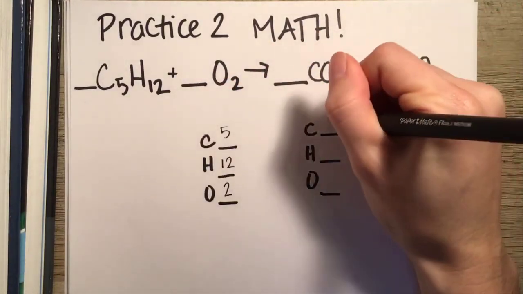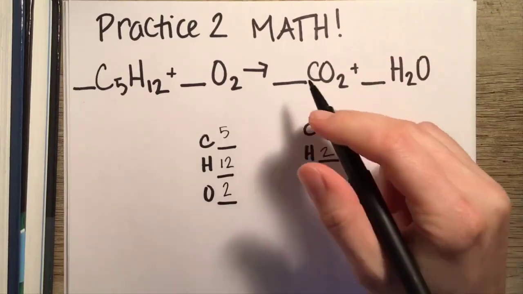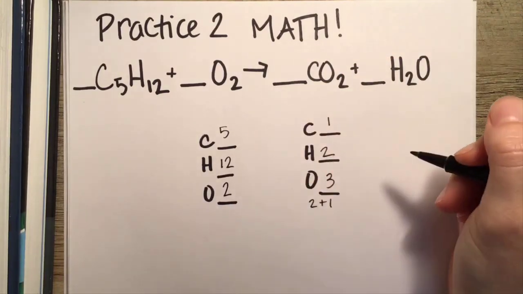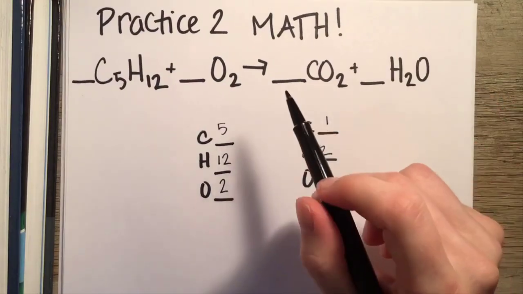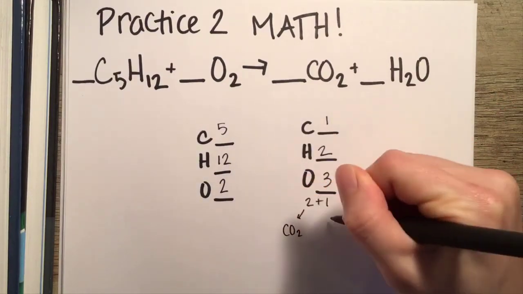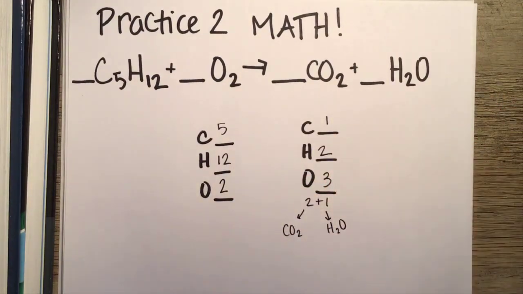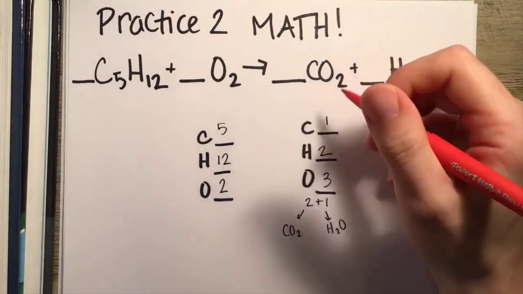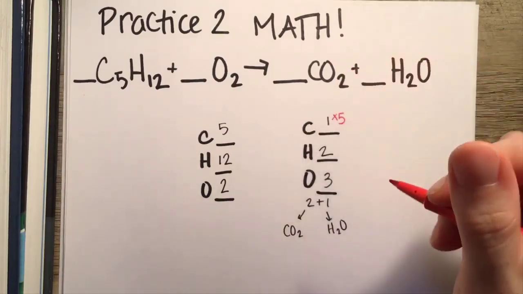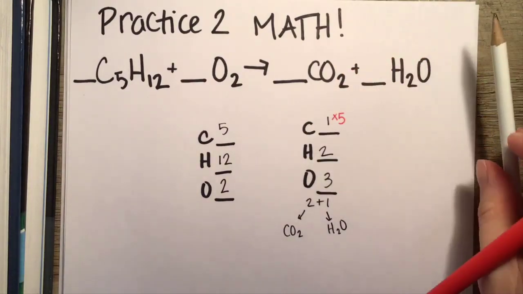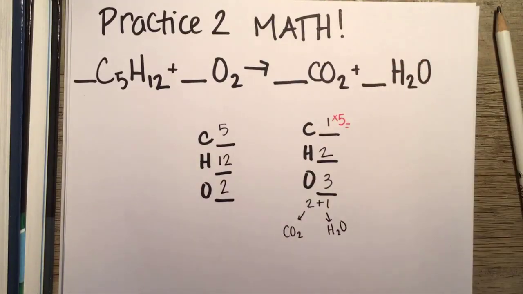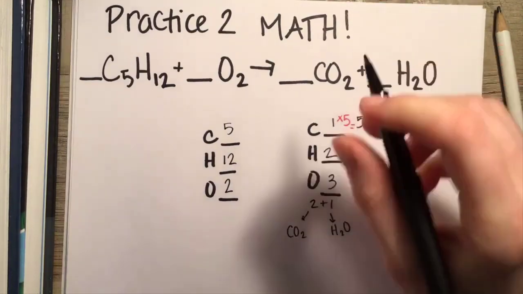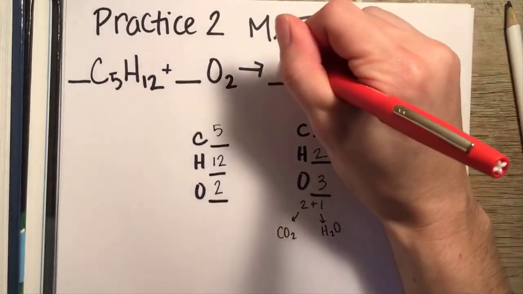Got 5 carbons, 12 hydrogens, 2 oxygens on the reactant side, 1 carbon, 2 hydrogens, 3 oxygens on the product side, 2 from CO2, 1 oxygen from H2O. Again, really be careful that you're counting both those sources here. Now, my carbons, if I'm going to balance them first, I need to multiply the carbon on the product side times 5. 1 times 5 is 5. I'm going to put a 5 in front of CO2.